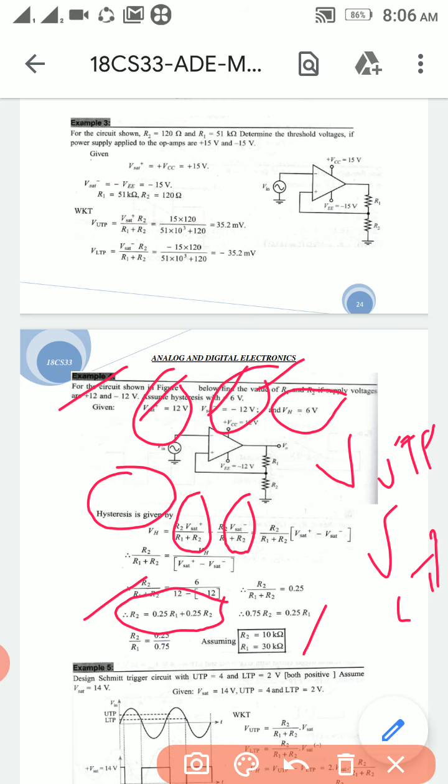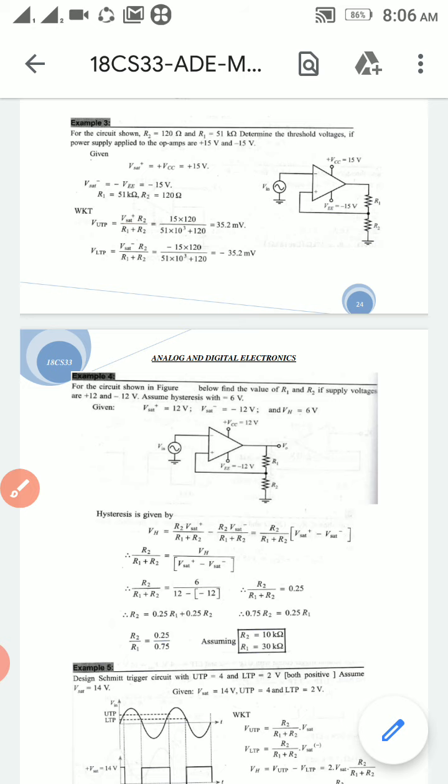If it is a designing part, everything we should know that. So we know the formula and we know the values, right? So we have to substitute. If there are two or more unknown values, we have to assume some values and we have to find out the values. Okay. So go to the next problem.